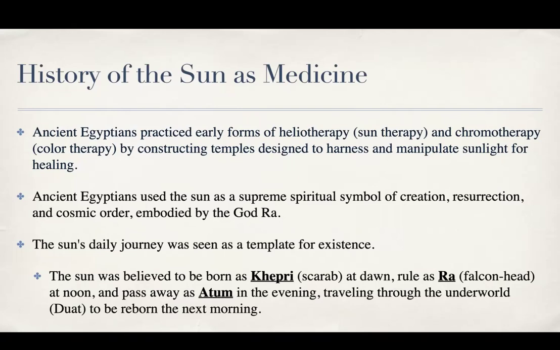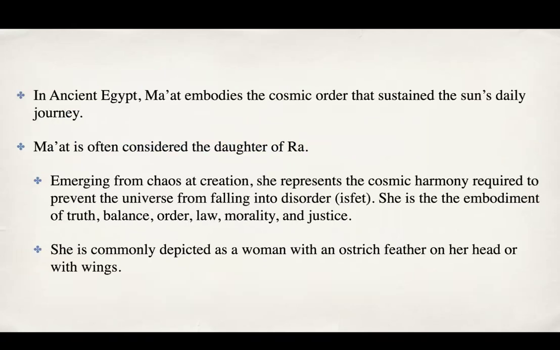all embodied by the god Ra, and they really saw the sun's journey as this overall template for existence. So we have this sun being born at dawn, right at the beginning of the day. I'm probably going to butcher these names, so if you are well versed in this, whoever listens to this, whenever they listen to it, I apologize. But we have Kepri at dawn, we have Ra at noon. The sun will then pass away at autumn in the evening, and it's believed that it travels into the underworld to be reborn the next morning.